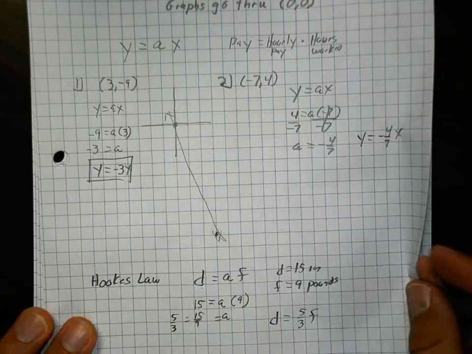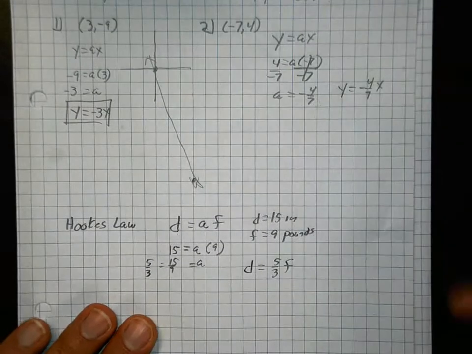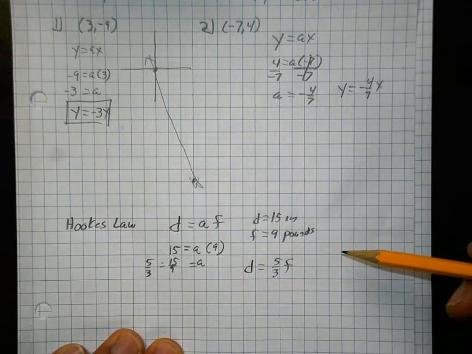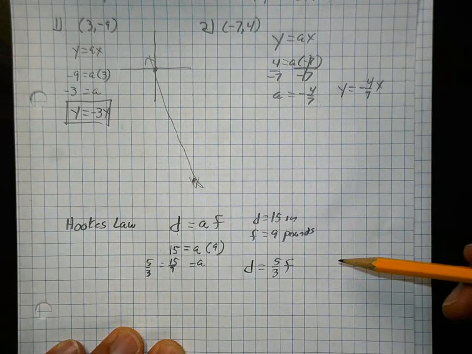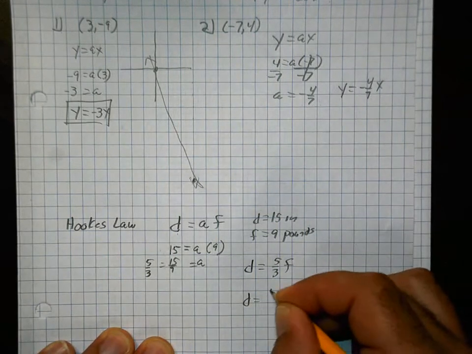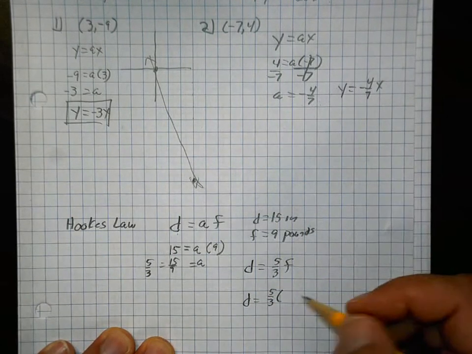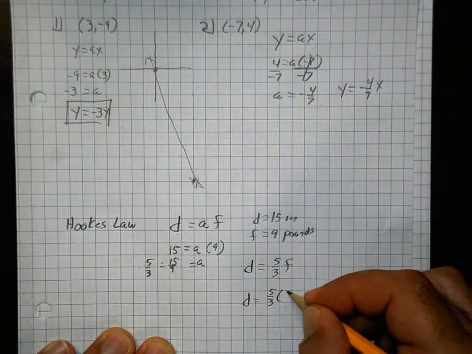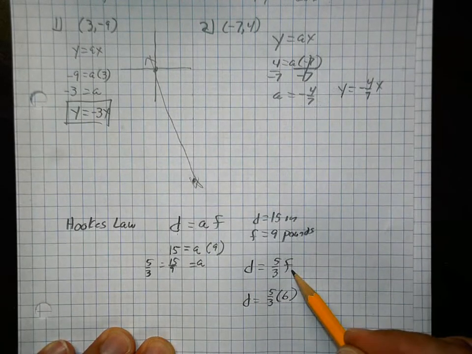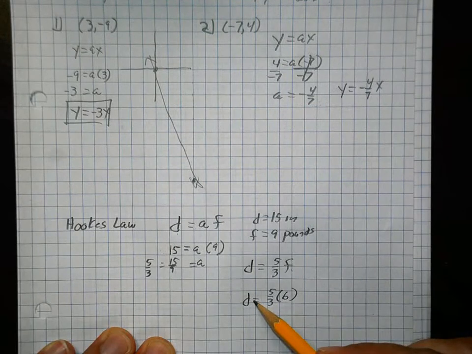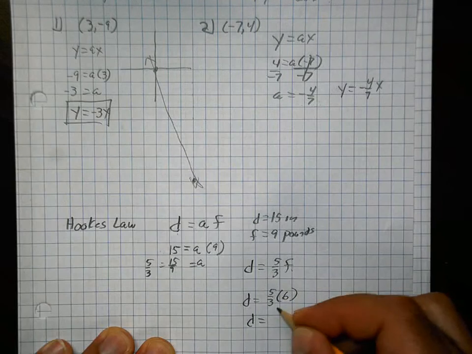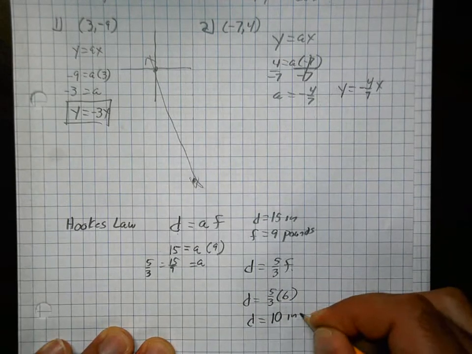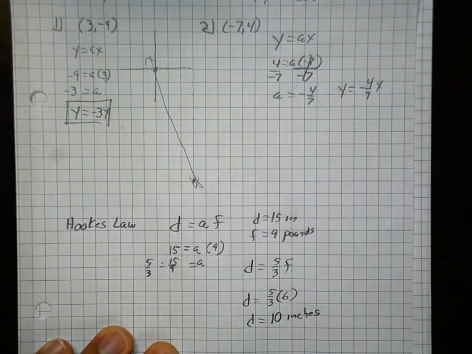Now we can use that information to predict. What if I put a force of 6 pounds on it? How far is that spring going to stretch? Now I can plug that right into the equation. Now that I did an experiment for that spring, I can substitute any value in for the force and figure out the distance it's going to stretch. In that case, the distance is going to be 30 divided by 3, which is 10 inches. That's where it comes in handy.